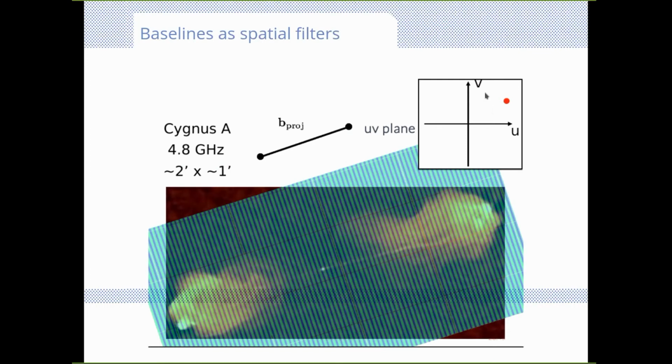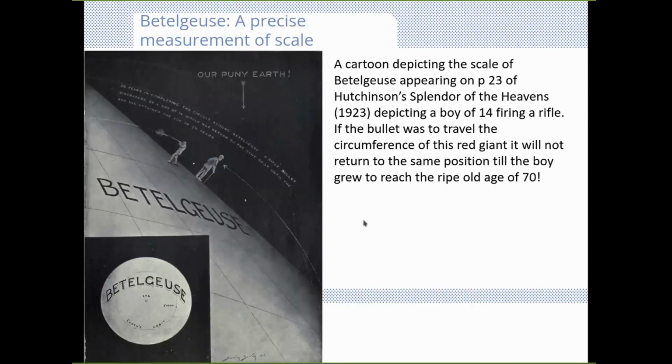So as the sky drifts overhead, we capture many different projections, each giving us a single fringe. If we have a combination of short and long spacings over such an extended observation, then we can start localizing structure on the sky. Now, this brings us to another example.